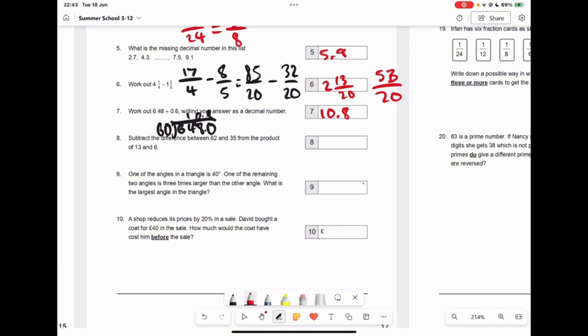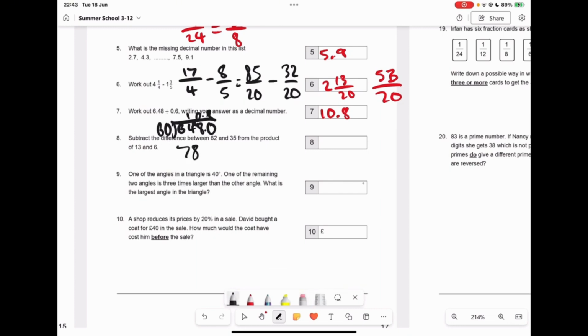Okay, so first we're going to find the product of 13 and 6. So what we're going to do first is multiply 13 and 6. So 13 times 6, we can do column method. 3 times 6 is 18. 1 times 6 is 6, so that'll be 78. So that's 78 there.